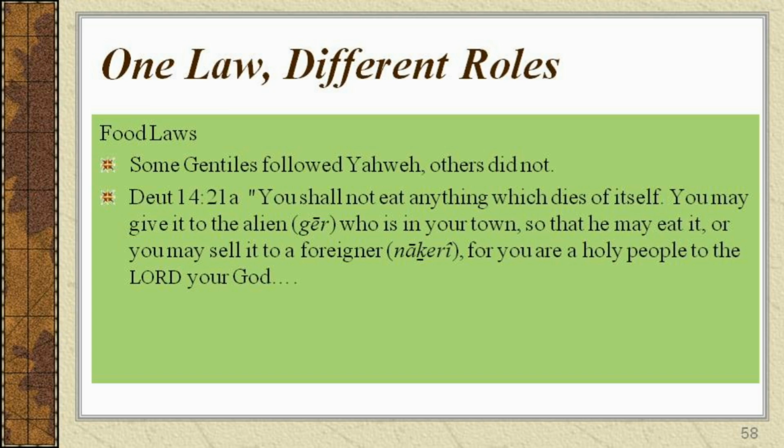For example, in Deuteronomy chapter 14, verse 21, Moses told the Israelites, "You shall not eat anything which dies of itself. You may give it to the alien, the ger, who is in your town, so that he may eat it, or you may sell it to a foreigner, nakeri, for you are a holy people to the Lord your God."